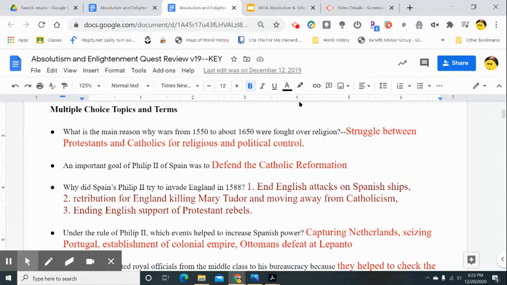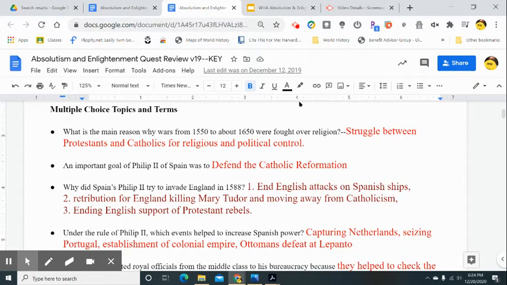The main reason that wars were fought between 1500 and 1650 was the struggle between the Protestants and Catholics, of course, for religious control. The struggles between the Protestants and the Catholics, as we know, were for religious and political control. The Thirty Years' War started over this, and started out religious, but ended up being political. Philip was trying to defend the Catholic Reformation. Remember, with the Spanish Armada, fighting with them, it was all about defending the Catholic Reformation.